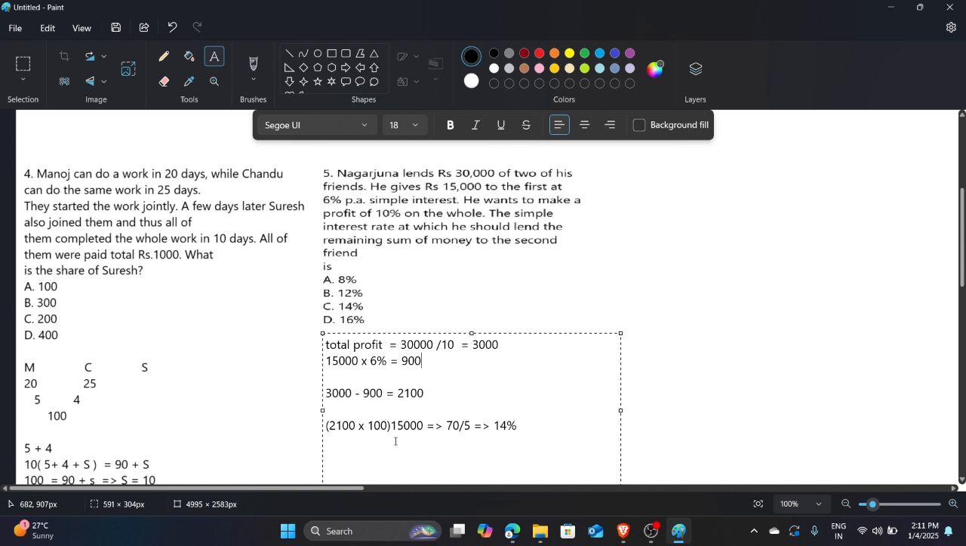How does he gain the remaining? He gives this money at some interest, which we don't know, and that we have to find. So we find how much percent 2,100 is of 15,000. When we do the calculation, we get that this number is 14% of that number. Then we simply give the answer that he needs 14% profit more. Okay, so this question is also completed.